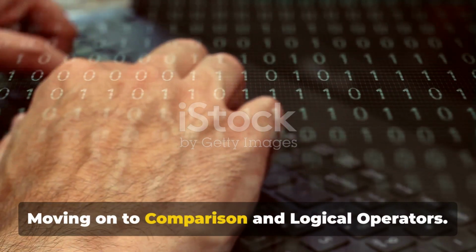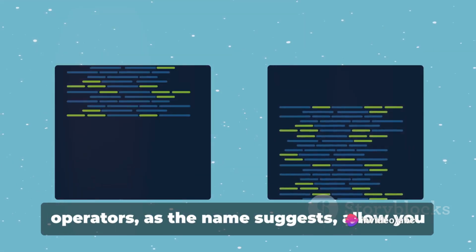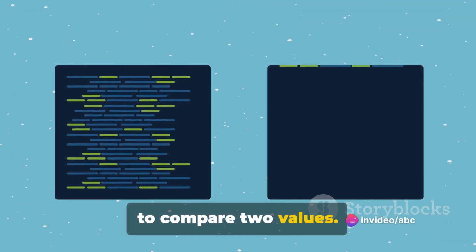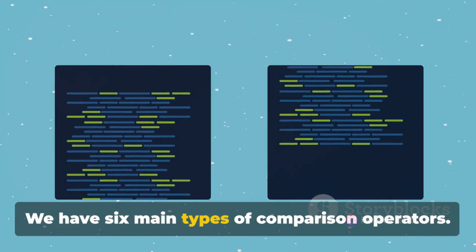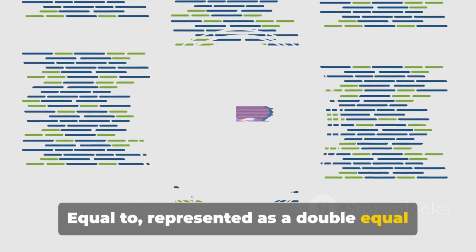Moving on to comparison and logical operators. In the realm of programming, comparison operators, as the name suggests, allow you to compare two values. We have 6 main types of comparison operators. Equal to, represented as a double equal sign, checks if two values are the same.